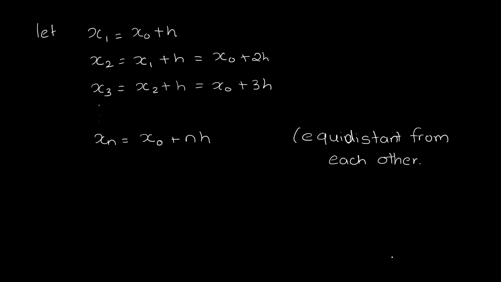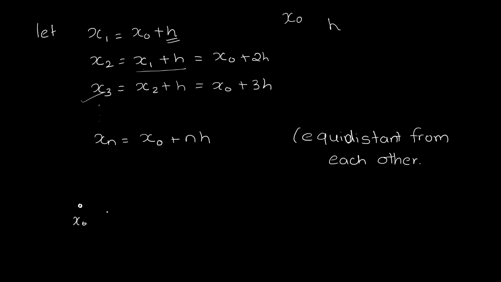Now suppose I represent x1 as x naught plus h. The initial condition will be given at x naught. This h is the distance between x1 and x naught, some real number h. Now x2 is given by x1 plus h, that means the distance between x1 and x2 is also h. Similarly, the distance between x3 and x2 is also h.